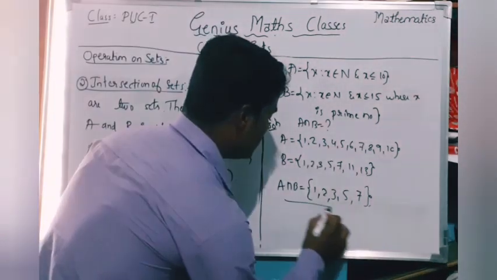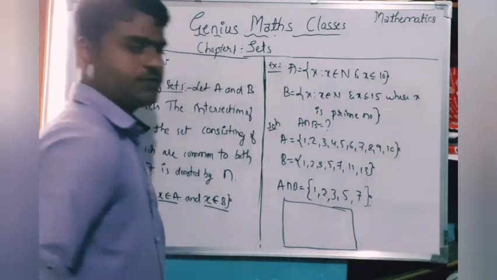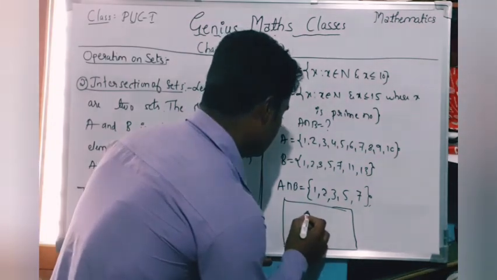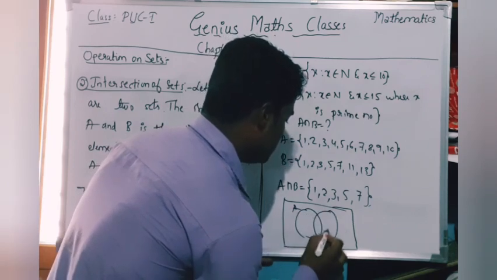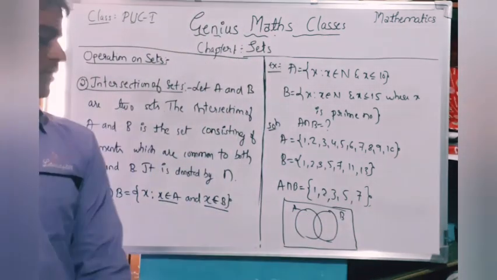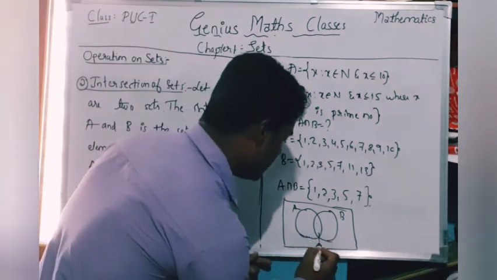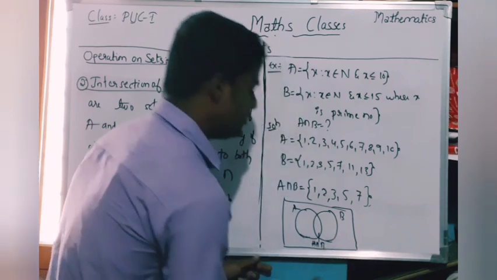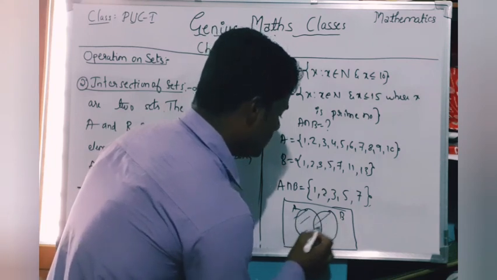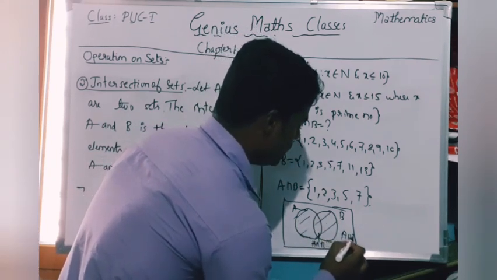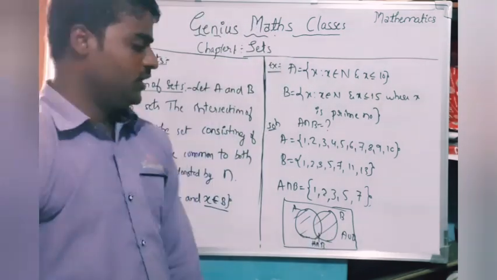And we can also write the Venn diagram. So this is the Venn diagram. Here A and here B. This portion is A intersection B, and this whole is A union B. Only this portion is A intersection B, and the whole union is A union B.